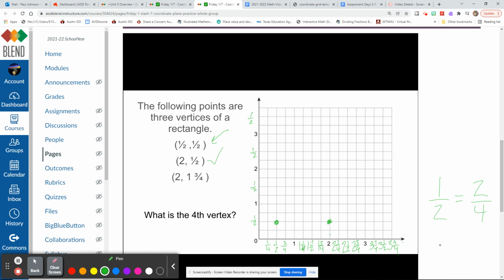I pretended like that scale was 1. So remember, pay attention to your labels. Good thing I labeled that 1/2. It was a reminder that I need to jump 1/2. All right, the next one is we're going to run 2 and jump 1 and 3/4.